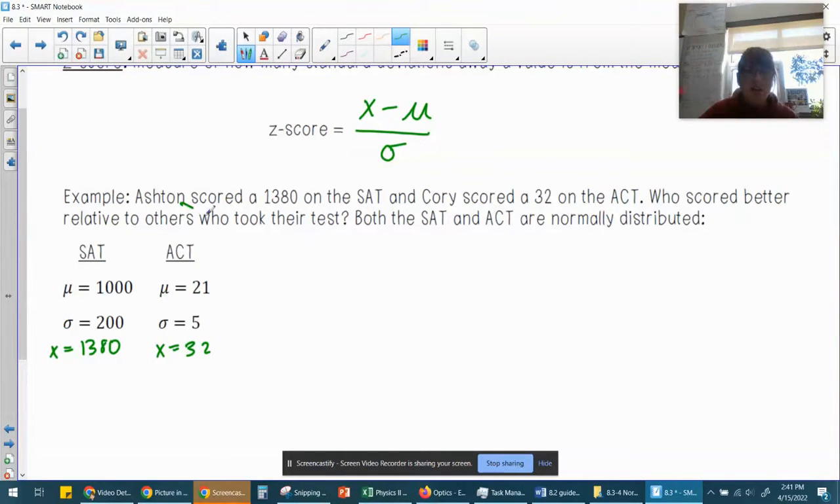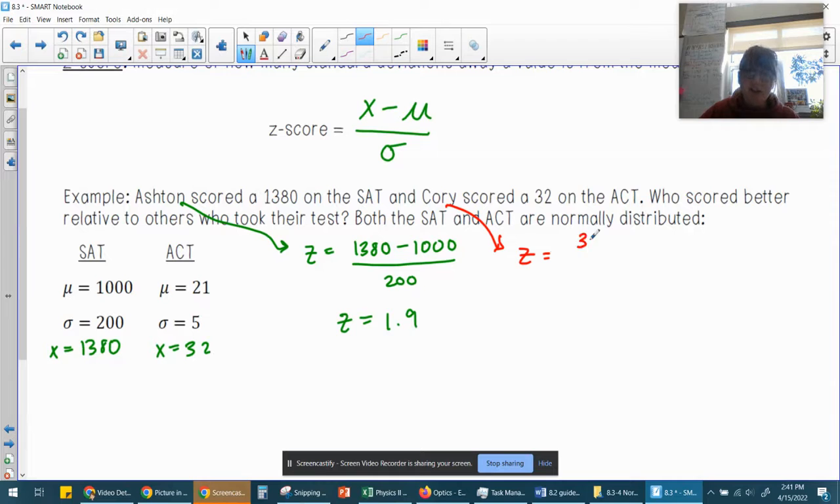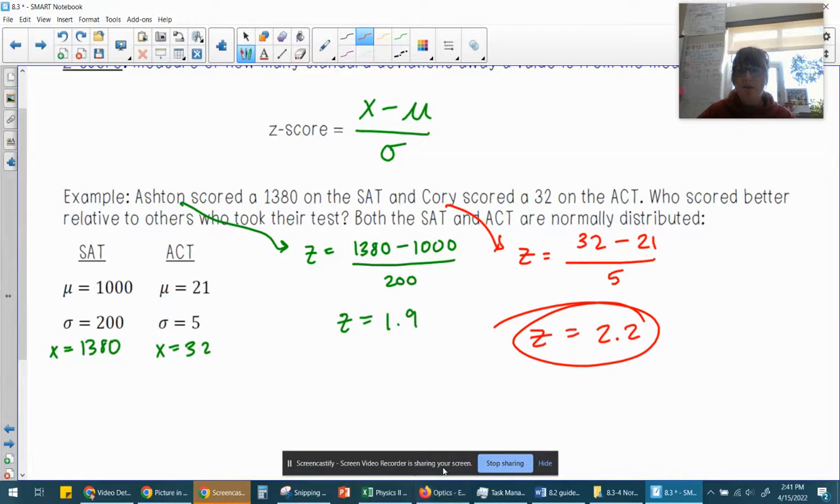So for Ashton, their z-score is going to be 1380 minus 1000, all divided by 200. And that gives us a z-score of 1.9. Corey's z-score is going to be 32 minus an average of 21 over a standard deviation of 5. And it looks like they got 2.2 standard deviations above the mean. So that means they did better relative to the other people that took that same test.